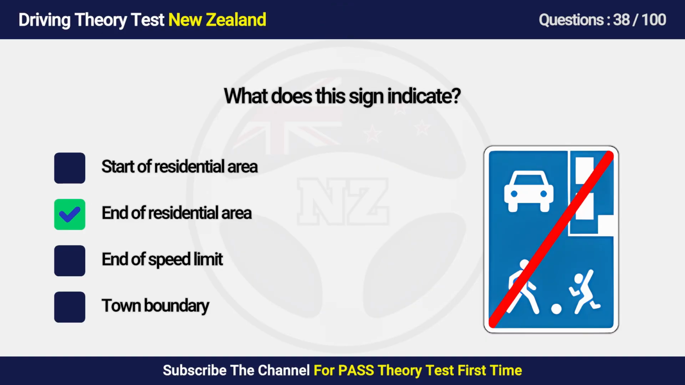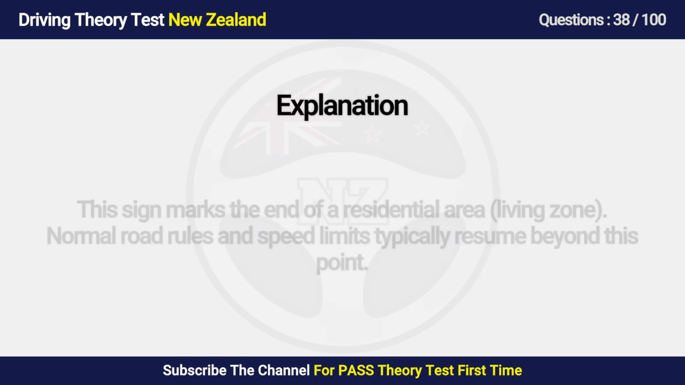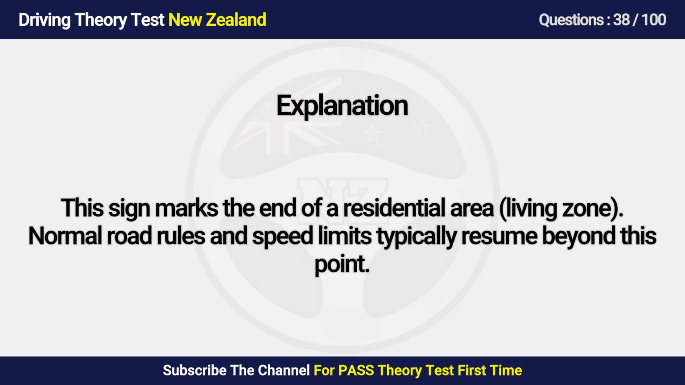Answer is B, end of residential area. This sign marks the end of a residential area living zone. Normal road rules and speed limits typically resume beyond this point.